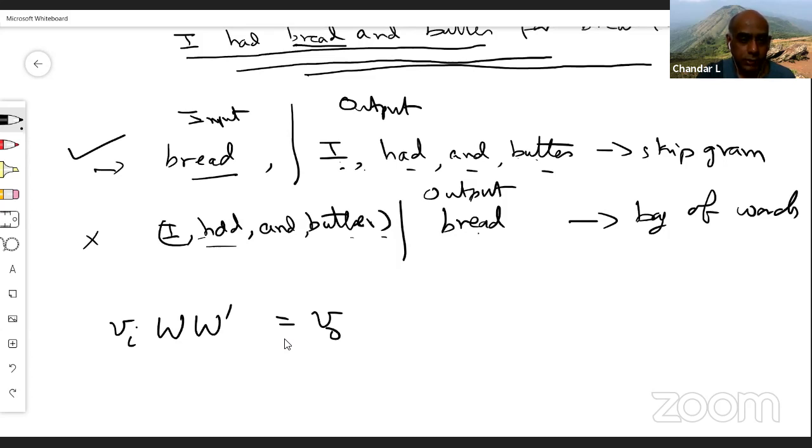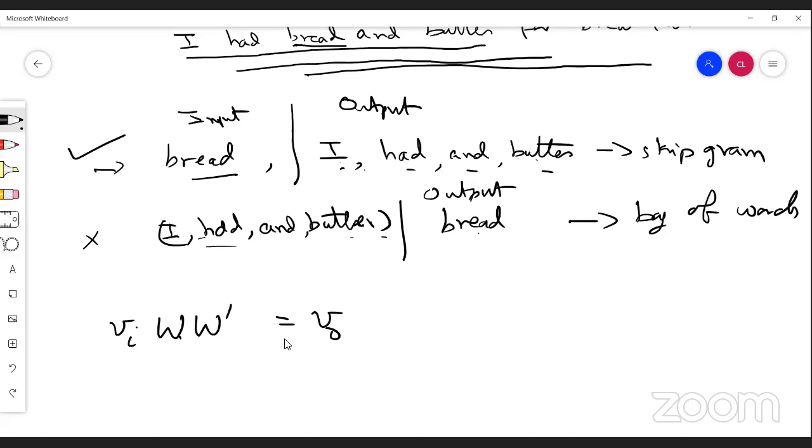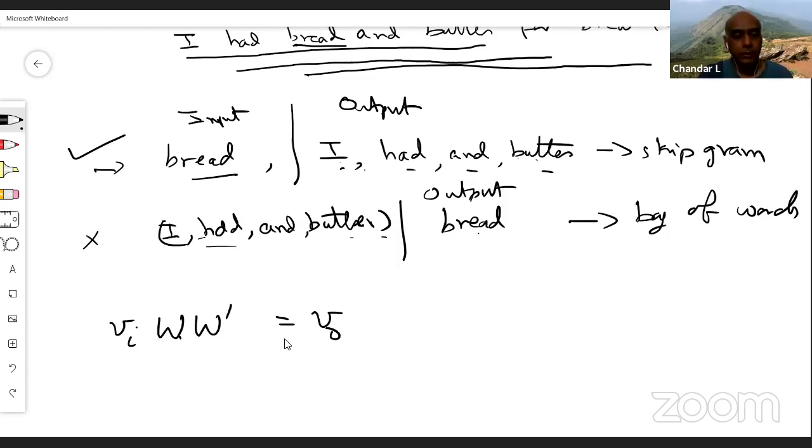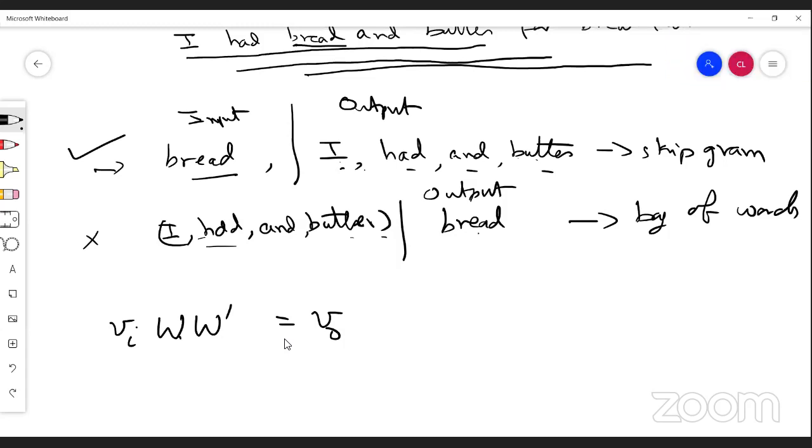You're asking whether W dash and W are in some sense transpose of each other. They are not. No, I was asking for the skipgram and the bag of words. So the W and W dash, does W dash become W? No, I don't think so. I thought they were two different approaches.